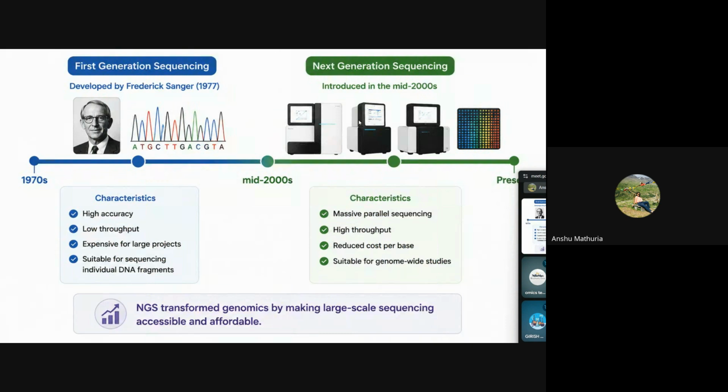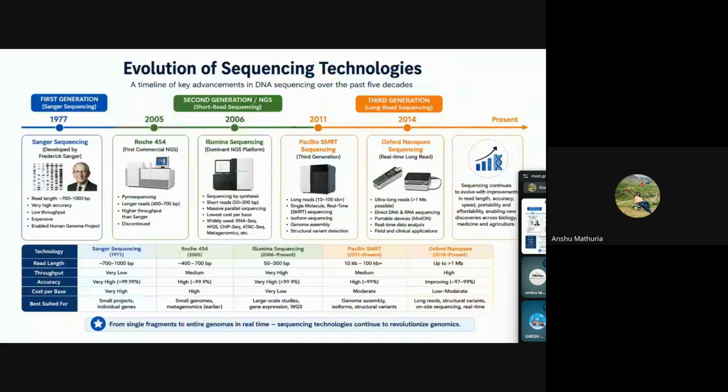In next generation sequencing, there are also different sequencing methods that came after Frederick Sanger, and the sequencing continues to evolve with improvements. We started from Sanger sequencing, which was very expensive and which enabled the Human Genome Project. The read length we generally carried out is 700 to 1,000 bases because it's for a smaller sequence, and then you have to redo it again and again, and that makes it very expensive.